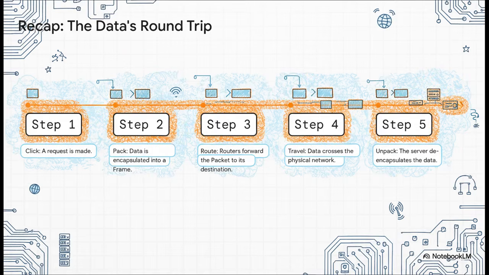So let's do a super quick recap of that whole trip. You click. Your data gets packed up into a frame. Routers guide the packet using its IP address. It travels across a physical network of cables and radio waves. And finally, the server unpacks it. But remember, that's only half the story. The server now has to prepare the website you asked for and send it on that exact same incredible journey all the way back to you.